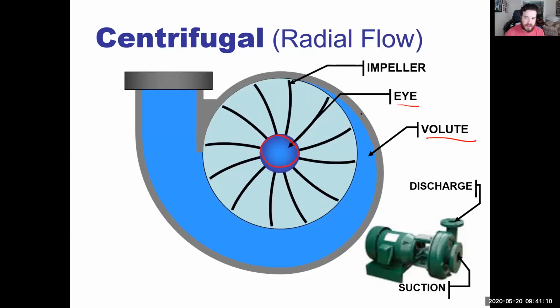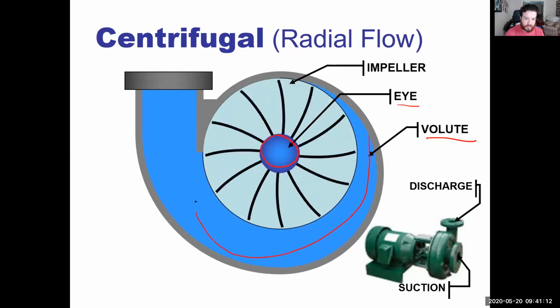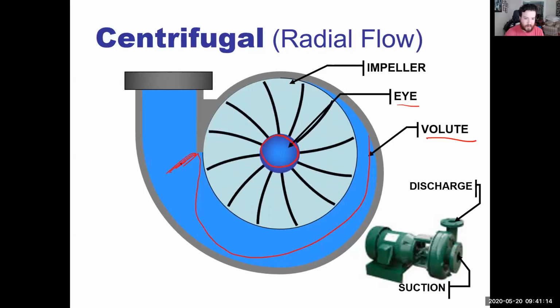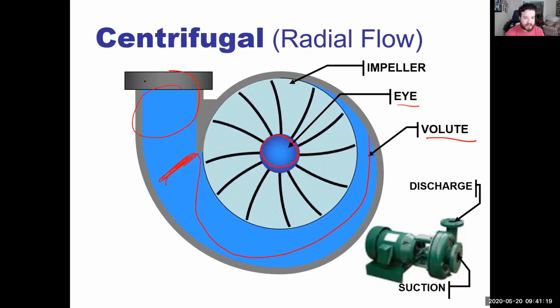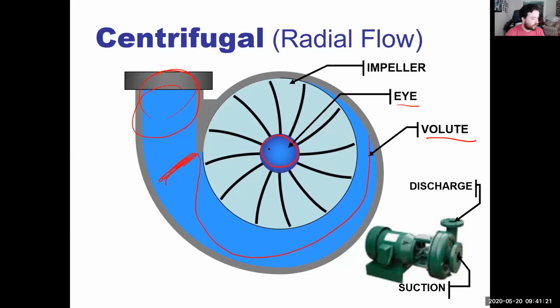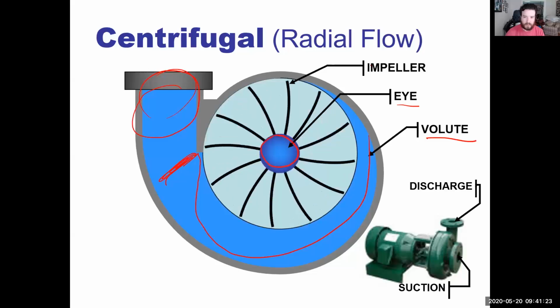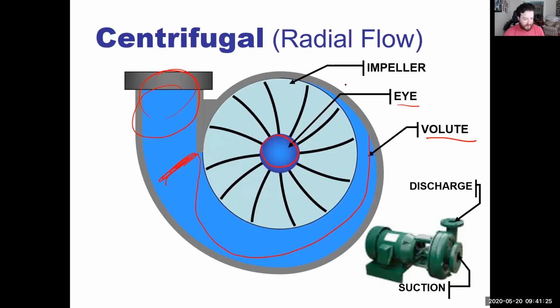And the volute is the area from like here to here about, whereas this is all considered the discharge. And what's happening at the volute is just as important as what's happening in the impeller.